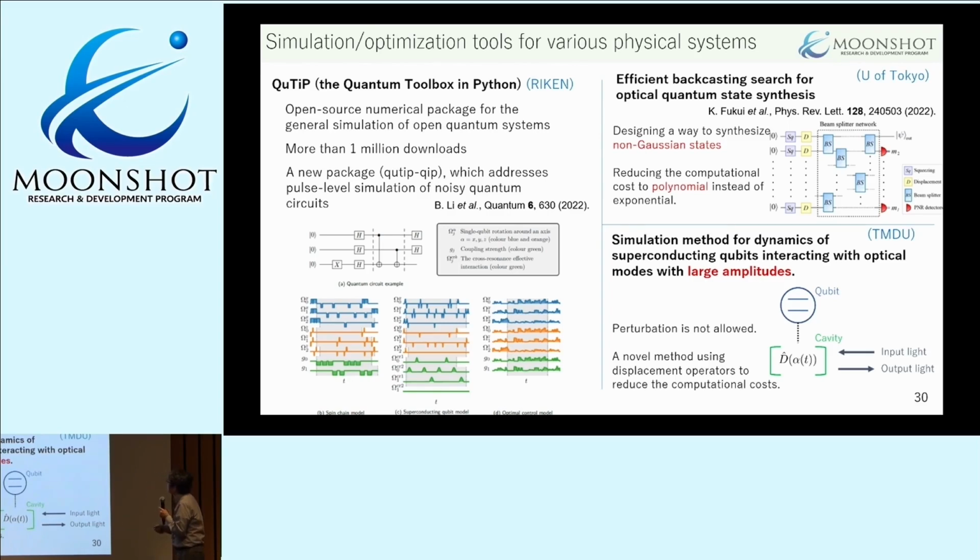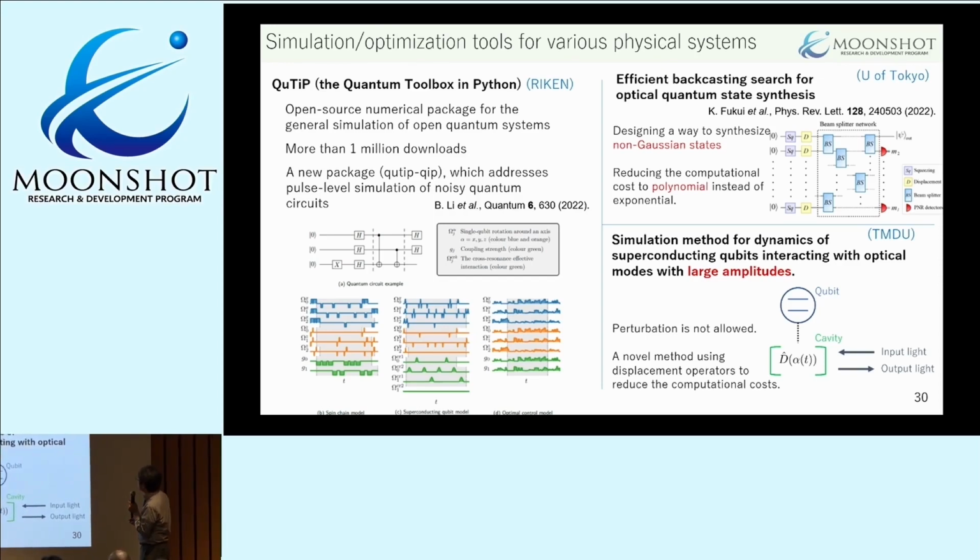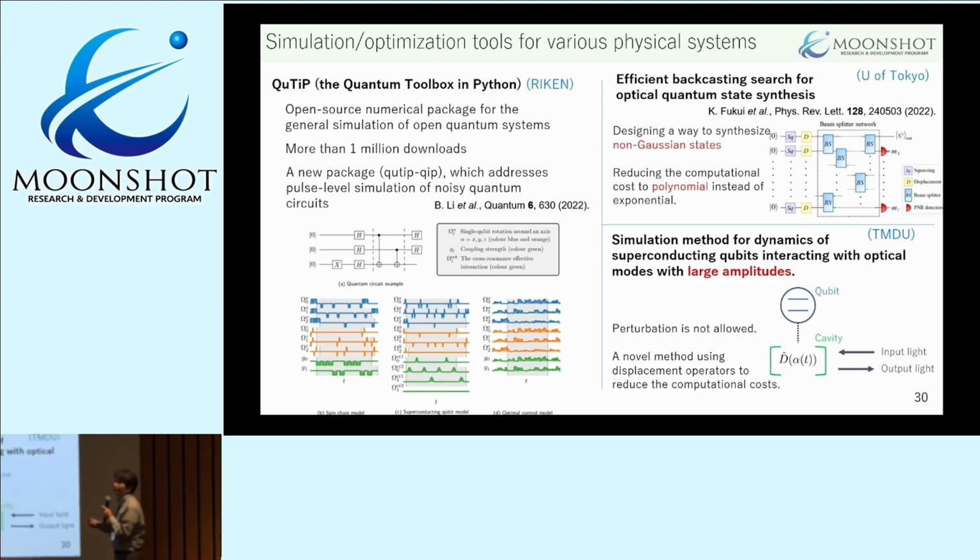And this here is similar in that it reduced the computational cost, but the target here is the superconducting qubit interacting with the microwave cavity, in the regime of large amplitude, where perturbation is not allowed. But here, using the novel method of using the displacement operator, it succeeds in reducing the computational costs.